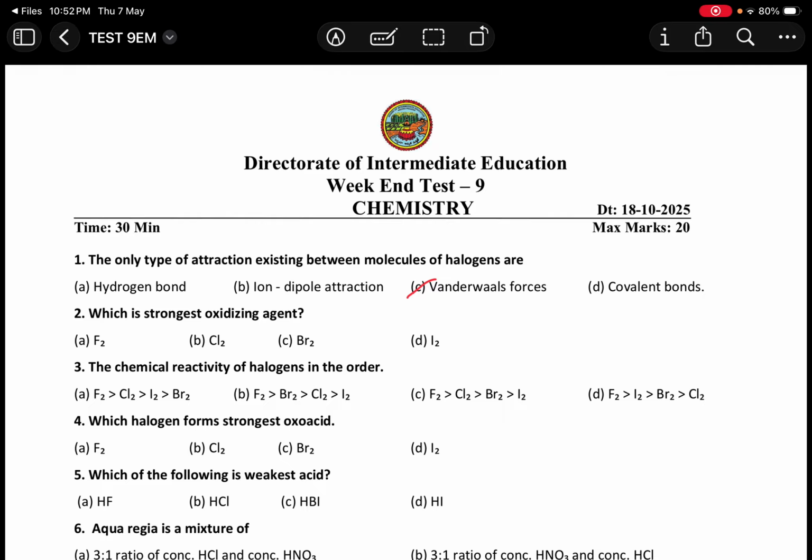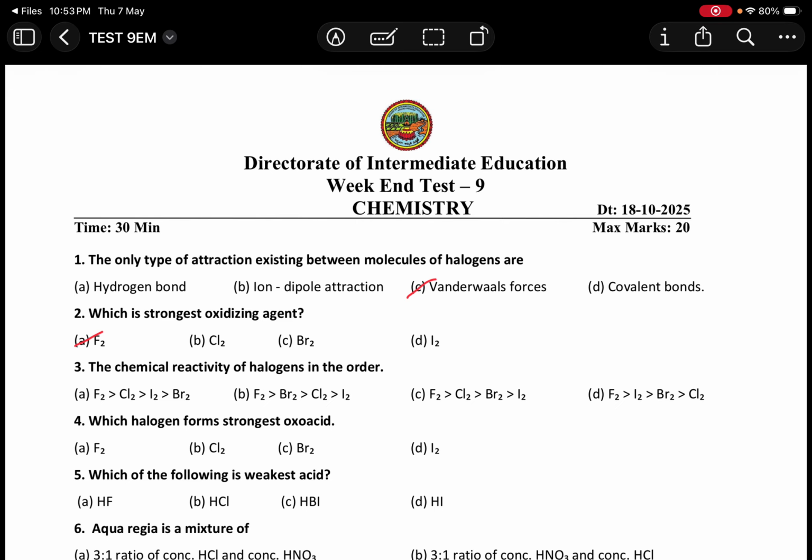Next, second one, which is the strongest oxidizing agent? Fluorine, chlorine, bromine, iodine. Generally, fluorine has high standard reduction potential and high electronegativity, so it can strongly gain electrons. Strongly gaining electrons means reduction. If the element undergoes reduction, it can act as a strong oxidizing agent. So fluorine is the correct one. That is A.